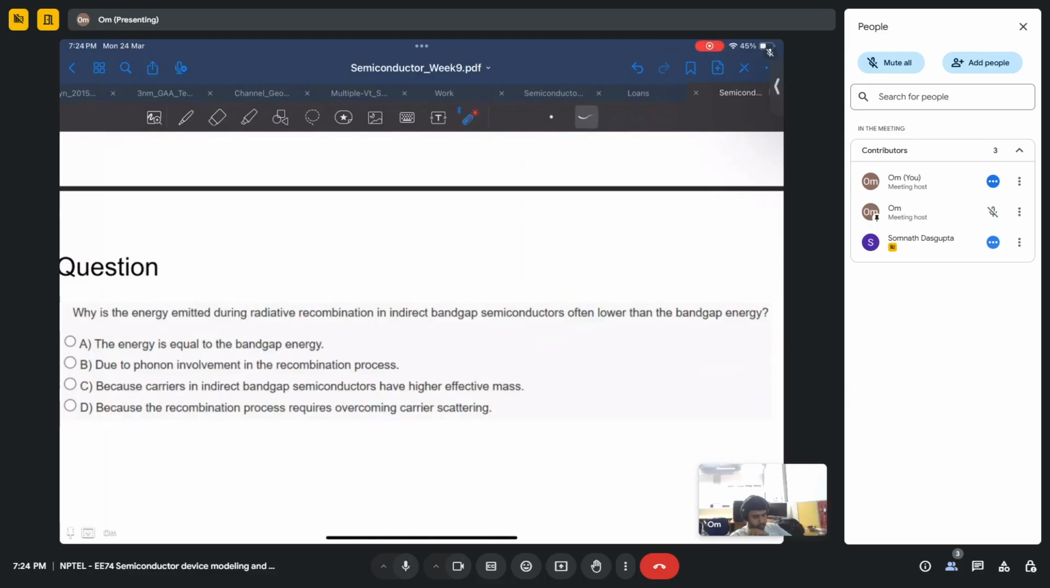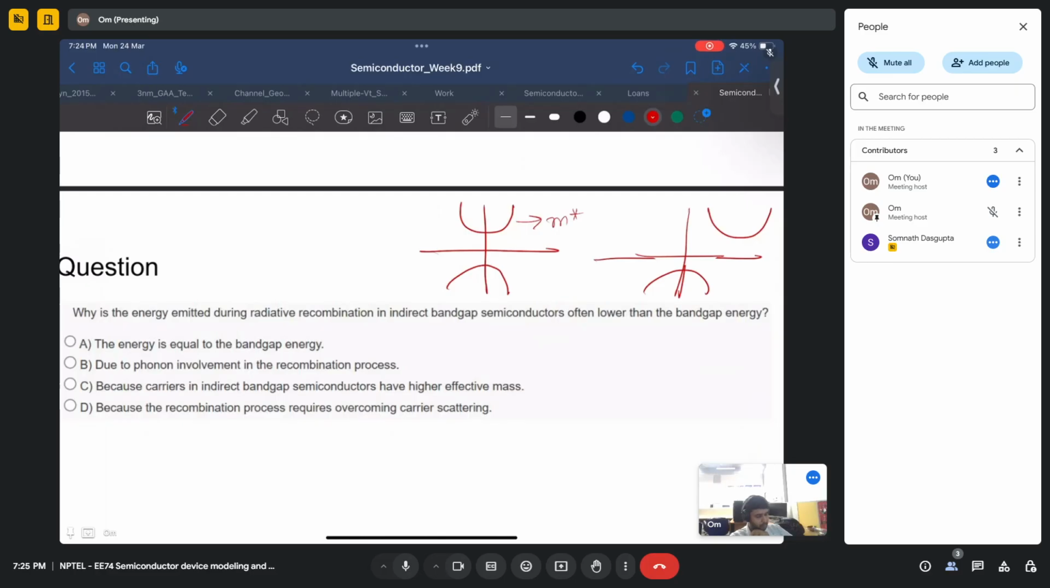Okay, so let's say two cases. This is direct bandgap. This is indirect bandgap, right? Both of these conduction bands can have the same curvature, and they can have the same m star. So this option is not correct. Effective mass does not have anything to do with this. We cannot say indirect bandgap has higher effective mass. This is a wrong statement.